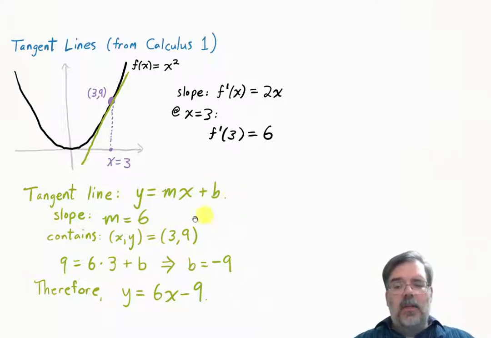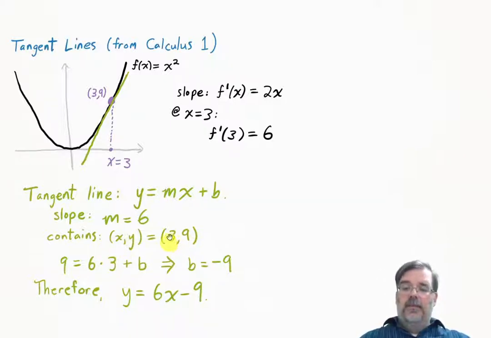To do this, we know the line contains the point (x, y) equal to (3, 9). So we can plug 3 in for x, plug in 9 for y, plug in 6 for m, and then solve for b. We find that b is equal to -9. Therefore, the equation of this line is y equals 6 times x minus 9. That's how you calculate the tangent line to a graph. And tangent lines themselves are really useful. They give you a good approximation to nearby points on the curve.